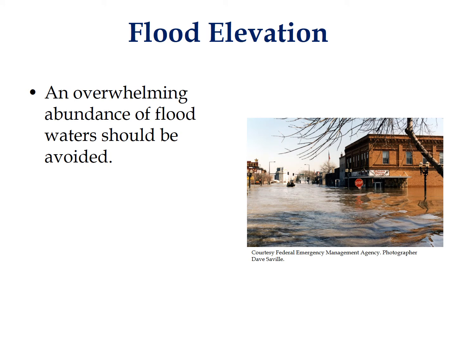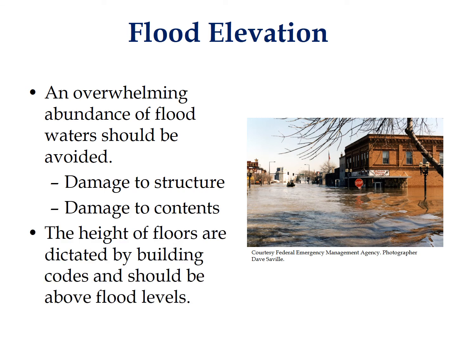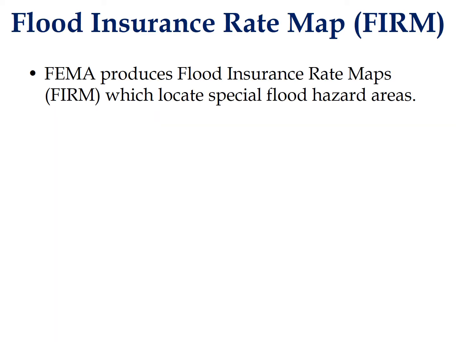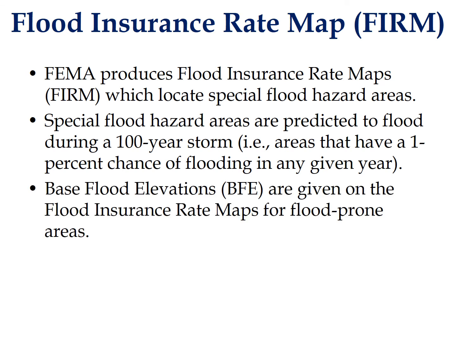An overwhelming abundance of floodwaters should be avoided. It can cause damage to the structure and damage to the contents of the structure. The height of floors are dictated by building codes and should be above flood levels. FEMA produces flood insurance rate maps which locate special flood hazard areas. Special flood hazard areas are predicted to flood during a 100-year storm. Those are areas that have a 1% chance of flooding in any given year.